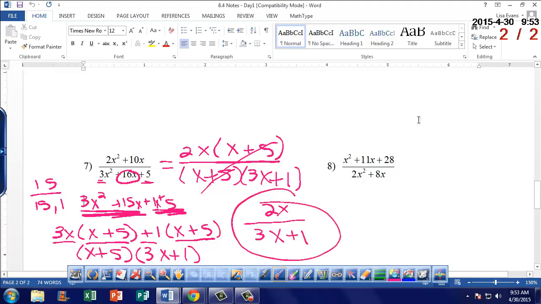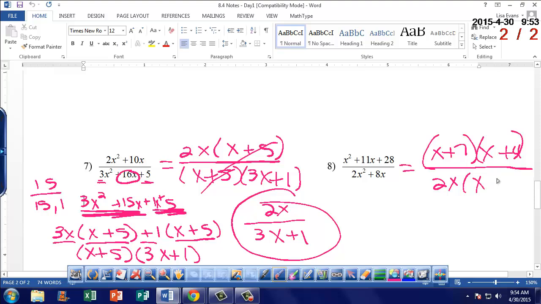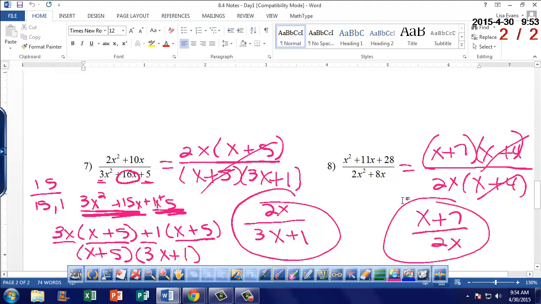Okay, let's go ahead and try the next problem. Back to simple AC factoring because the numerator leads with 1. What multiplies to give me 28 and adds to give me 11? That would be x plus 7 and x plus 4. The denominator, no difference of squares. There's no subtraction sign. These are not perfect squares. So we take out a GCF, which would be a 2x. I'm left with x plus 4. The x plus 4s divide out, so I'm left with x plus 7 over 2x.